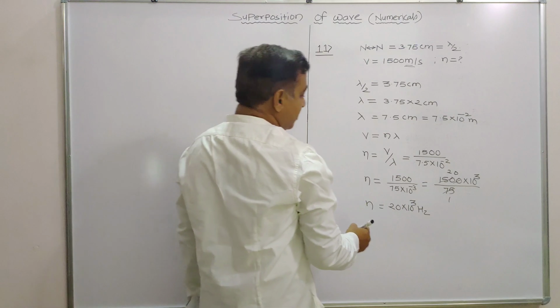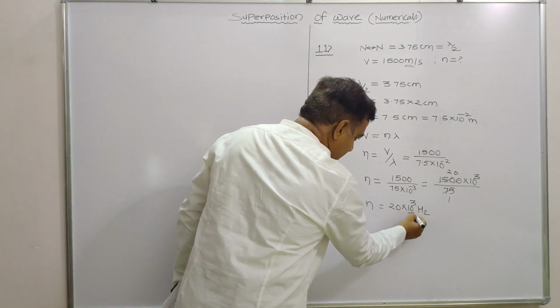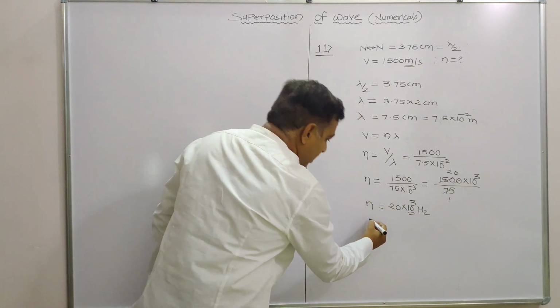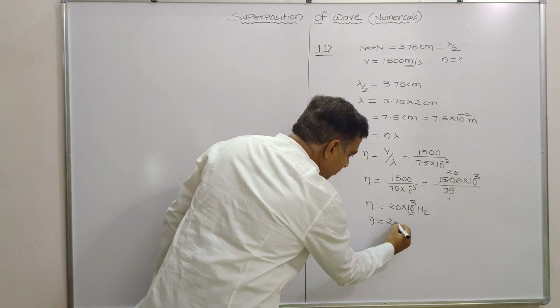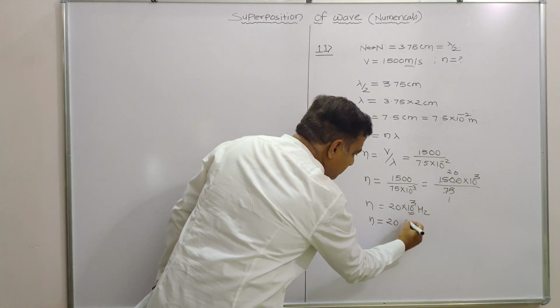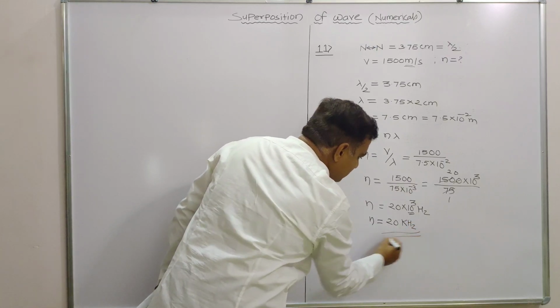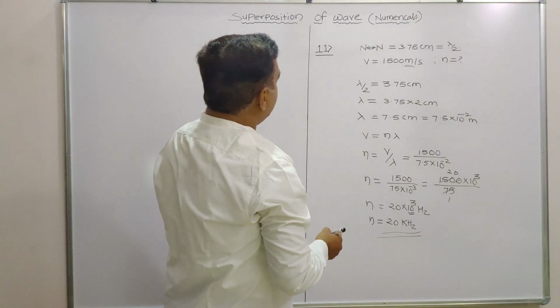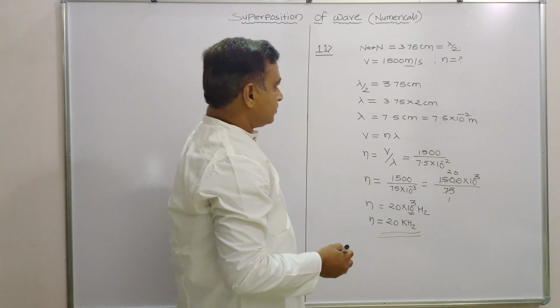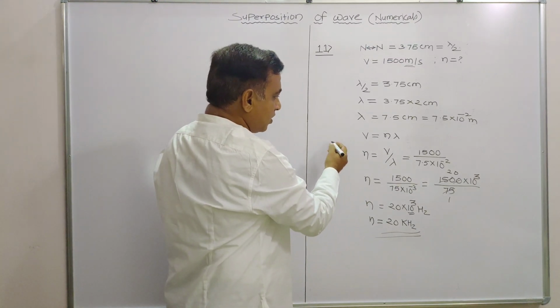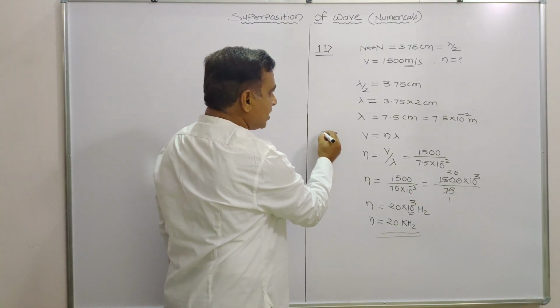But the answer is given in kilohertz. We know 10 raised to power 3 means a kilo. So we need to convert: it is 20 kilohertz. This is the answer of the 11th question, this is your solution.